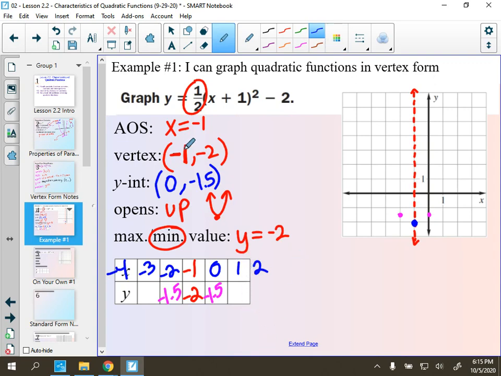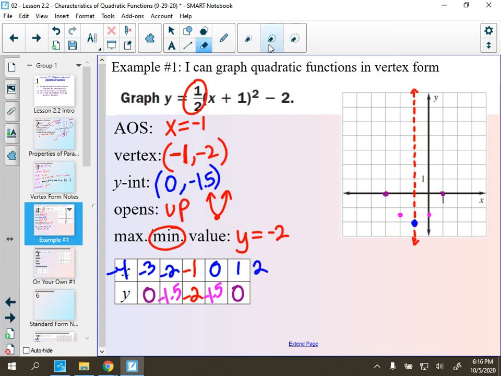Let's get these last numbers plugged in. Plug in a 1 here. 1 plus 1 is 2. 2 squared is 4. 4 times 1/2 is 2. 2 minus 2 is 0. So I ended up with 1, 0, and -3, 0. So let's plot them right away. 1, 0, and -3, 0.